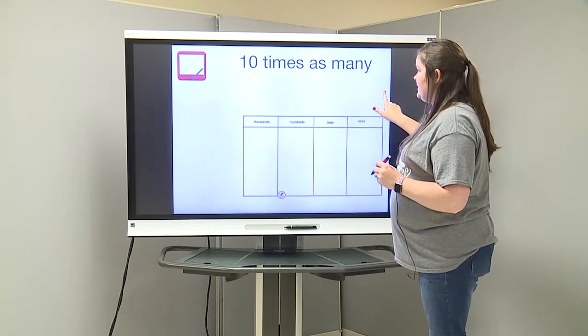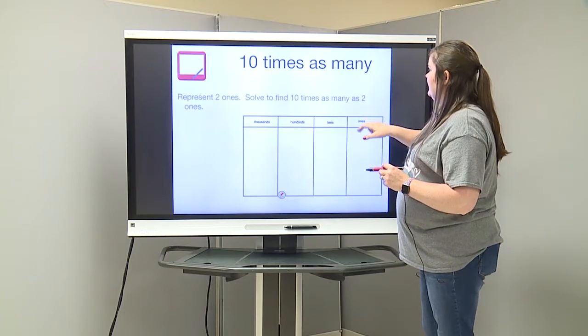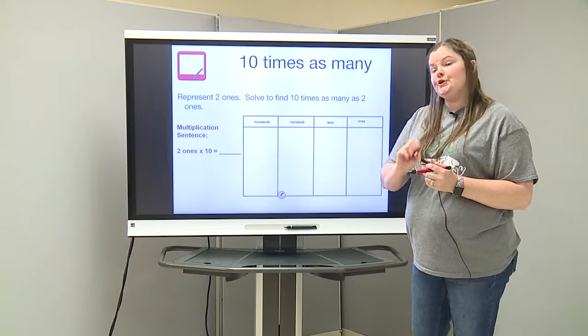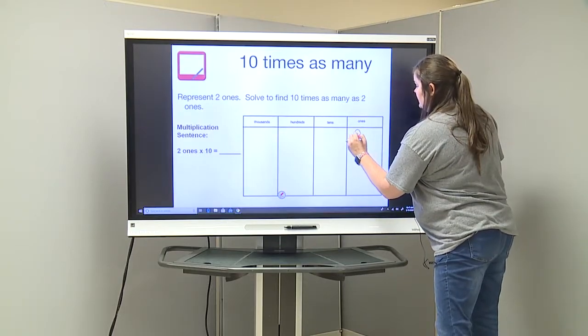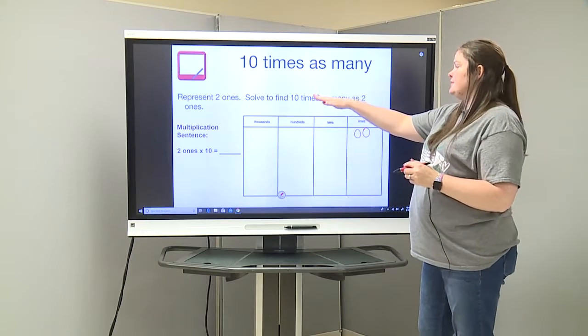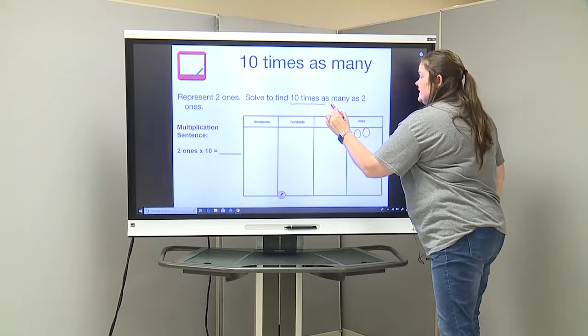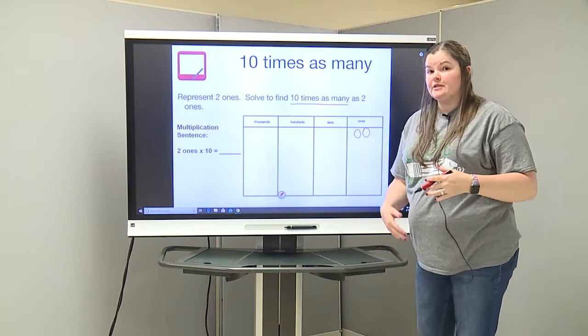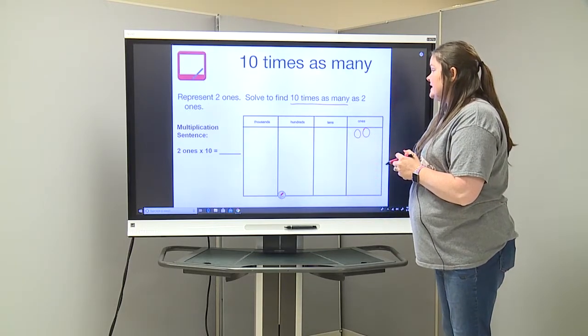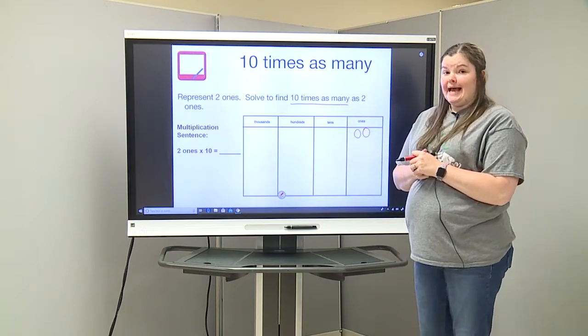Okay, you guys, let's keep moving. All right, this time they want us to represent 2 in the ones place. Now, we're going to solve to find 10 times as many. So again, we're still using that multiplication. So we're going to find the same thing as 10 times as many as 2.